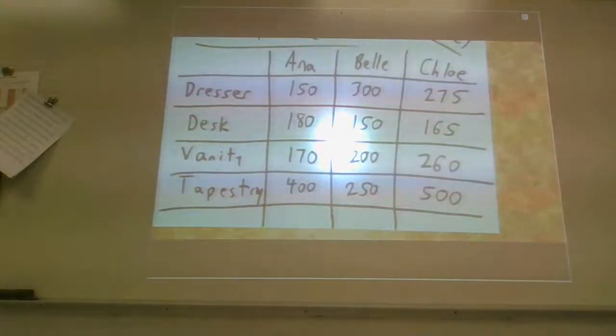She really wants that tapestry. Clearly, but these are the bids that they put in. They don't know what each other is going to bid. They have no idea. And they should be able to afford this financially. So first thing, who gets what? Who gets the dresser?